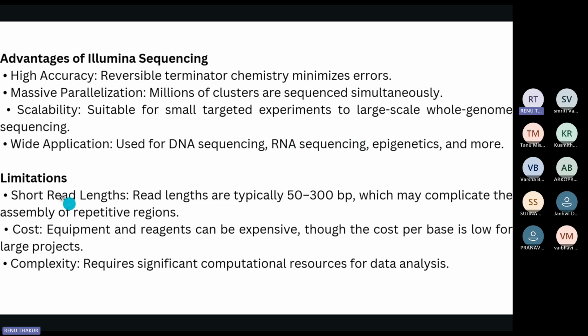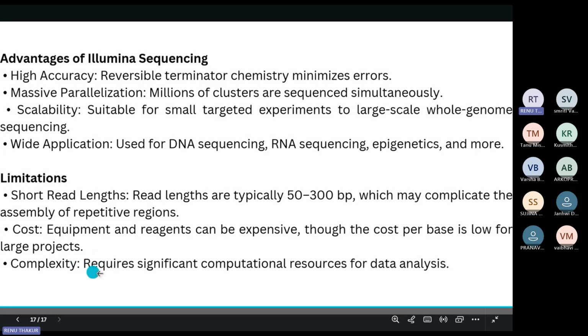Some of the limitations are, yes, that it is only for short read lengths. You can detect only a specific number of base pairs, for example only 50 to 300 base pairs, which may complicate the assembly of repetitive regions. The equipment and reagents can be expensive, though the cost per base is low for large projects. There is also complexity: to detect those fluorescent signals, we require a lot of computational resources to analyze the huge amount of data put out by NGS sequencing.